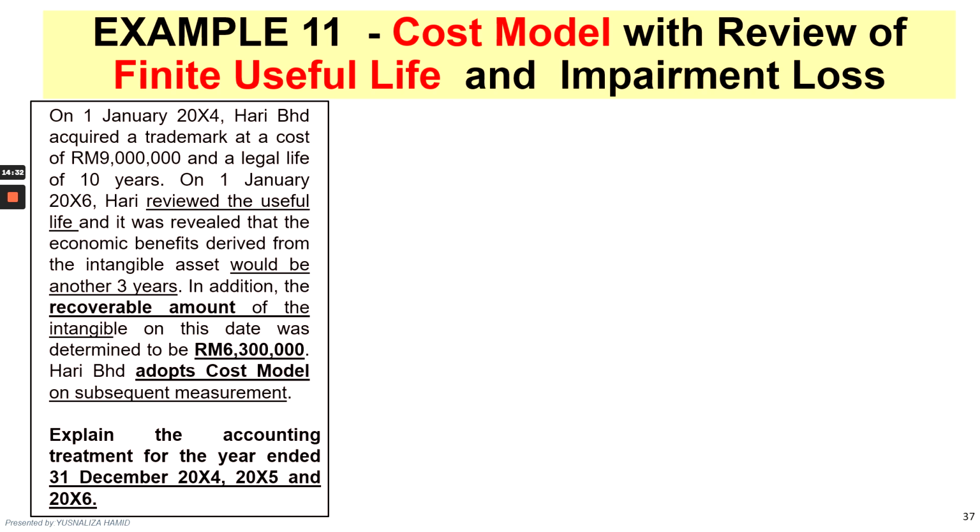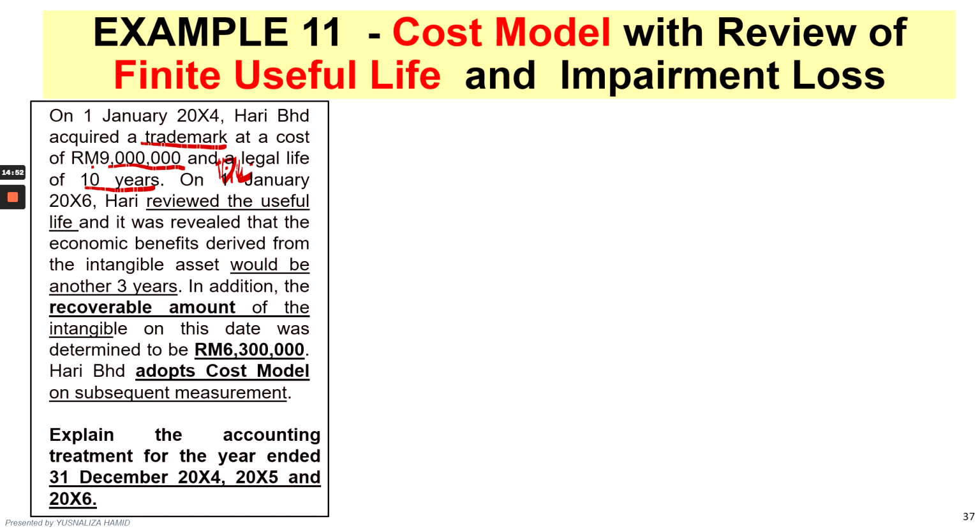Okay, on 1st of January 2000 X4, look at the date, you have acquired a trademark. And the trademark costs 9 million, and there is a legal life, which is the useful life of the asset, of 10 years.